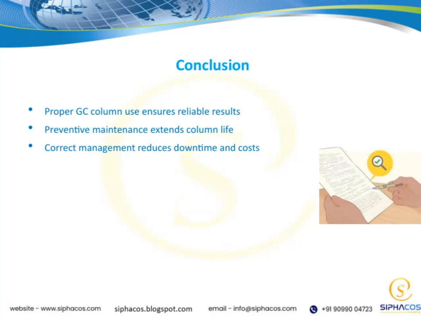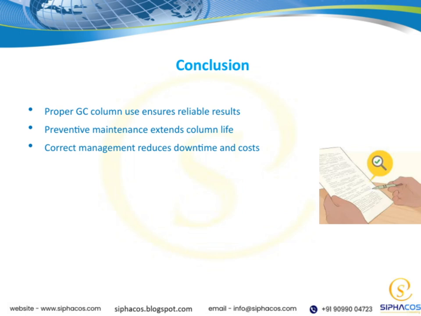So, to wrap things up, the key takeaway is that proper GC column use is absolutely essential for ensuring reliable results in our analyses. When we handle our columns correctly, we can trust the data we get and make better informed decisions. Preventive maintenance plays a big role here too. It's not just about fixing things when they break, but actively taking steps to extend the life of our columns. This saves us time and money in the long run and keeps our instruments running smoothly.